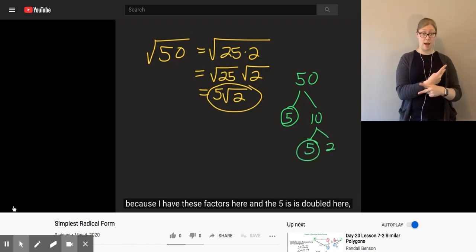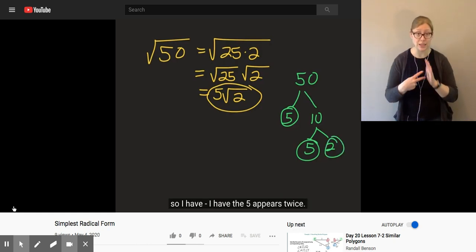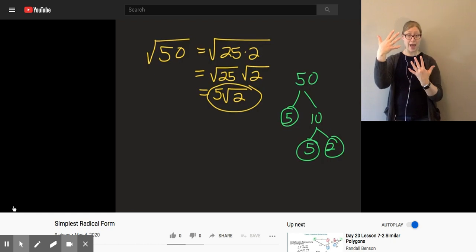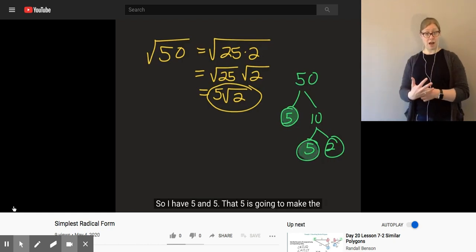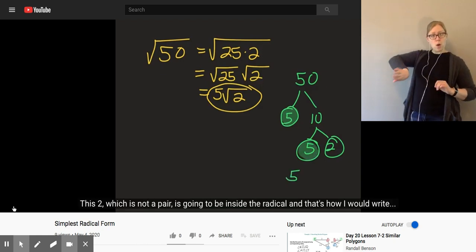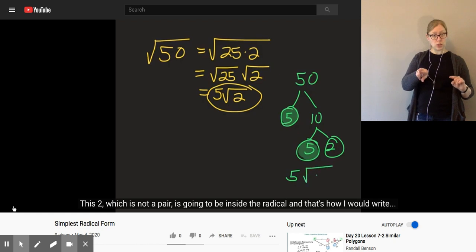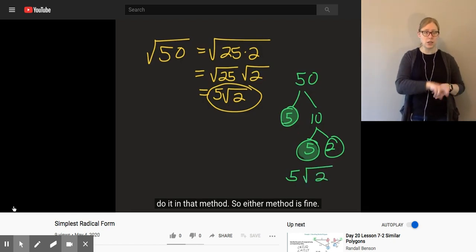And because I have these factors here, and the 5 is doubled here, so I have the 5 appears twice, so I have 5 and 5. That 5 is going to make the piece that's outside the radical. This 2, which is not a pair, is going to be inside the radical. And that's how I would do it in that method. So either method is fine.